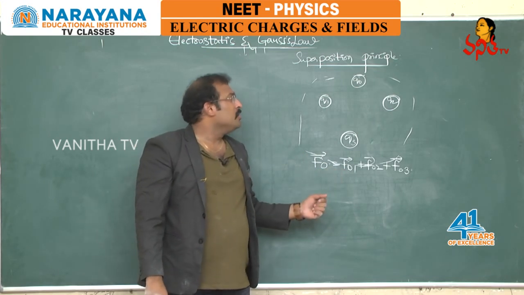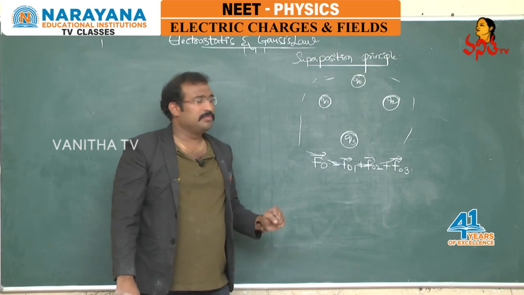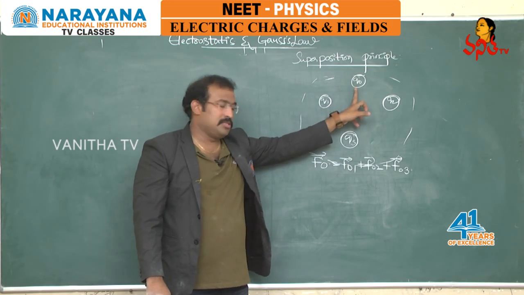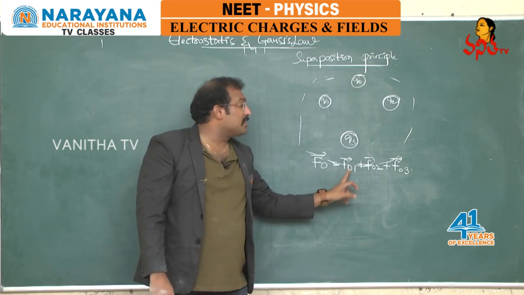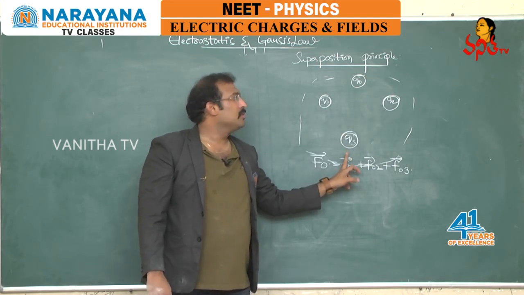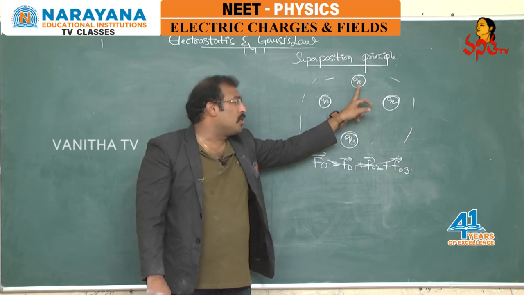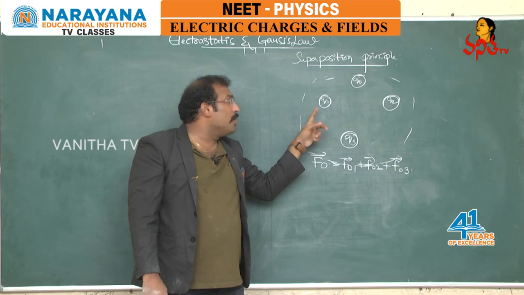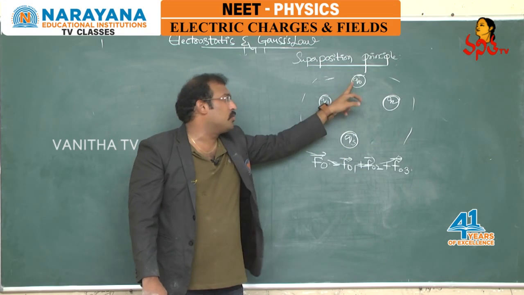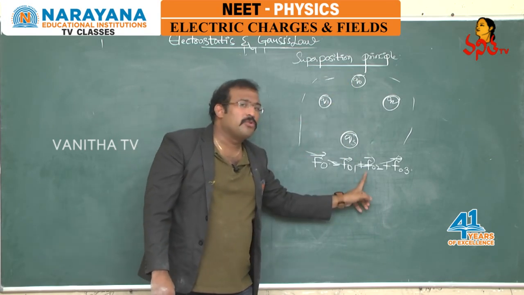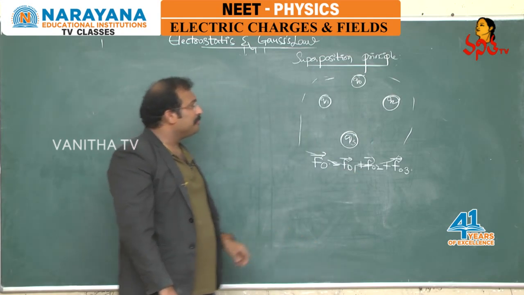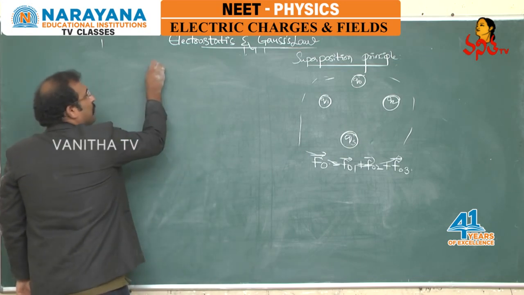Once again, suppose you take a number of charges, say Q1, Q2, Q3 and Q0, the force on any one charge is always the vector sum of individual forces due to the other charges. If we are calculating the force on Q0, we calculate the force of Q1 on Q0, Q2 on Q0 and Q3 on Q0, and we add these forces vectorially. This is the superposition principle. Now, let us see an example.